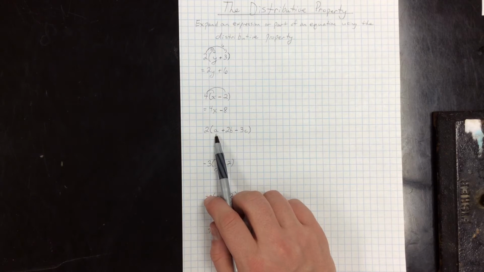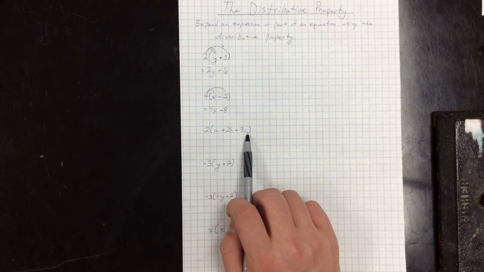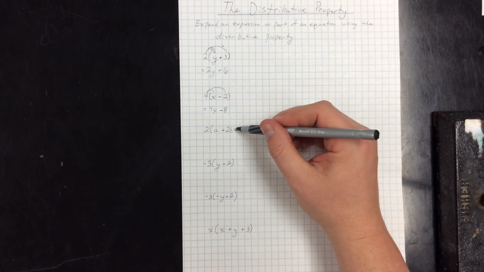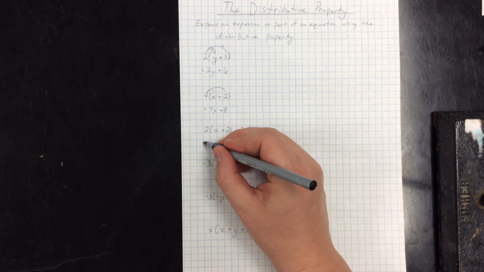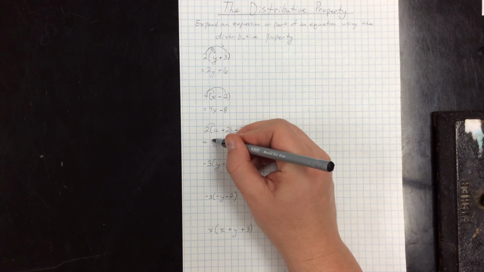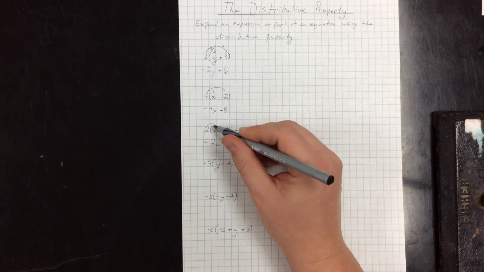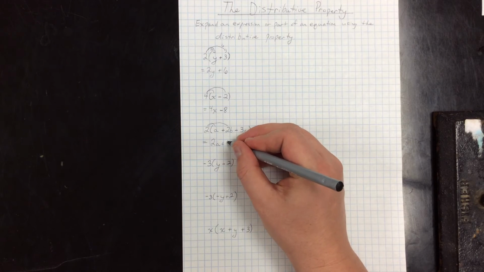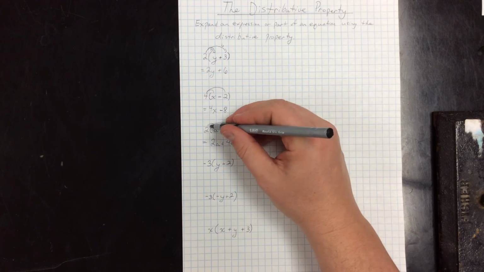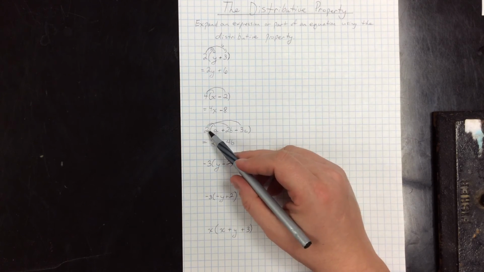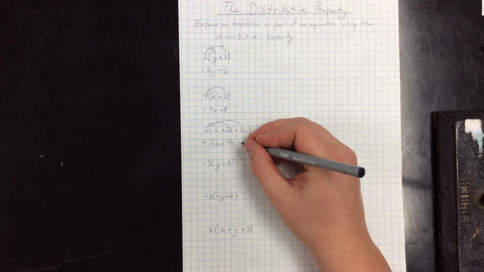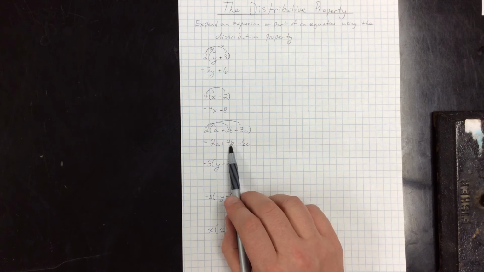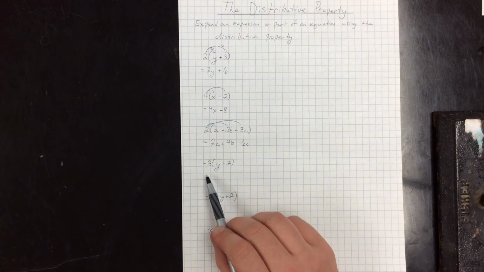This works if there are more than 2 terms in the brackets as well. So if I have 2 on the outside, 2 multiplied by a plus 2b minus 3c, I can still do 2 times a, which is 2a. 2 times 2b, 2 times 2 is 4, so it's 4b. And 2 times negative 3c, 2 times negative 3 is negative 6c. All the terms are different, they're unlike, so I can't combine them, so I'm finished with that.